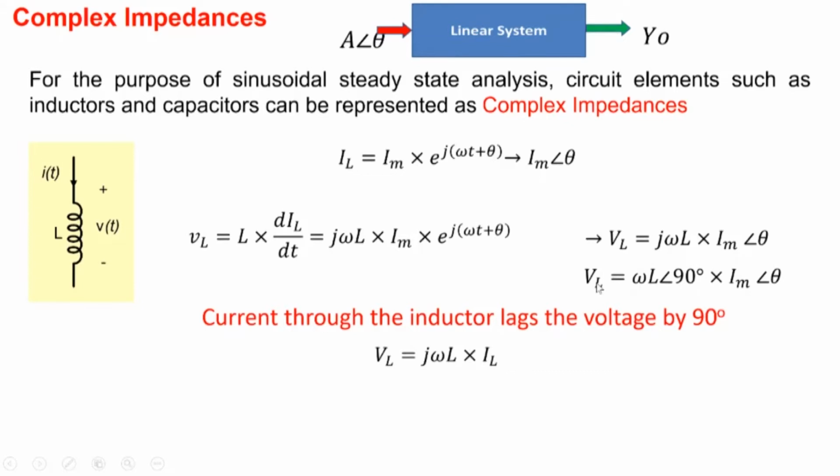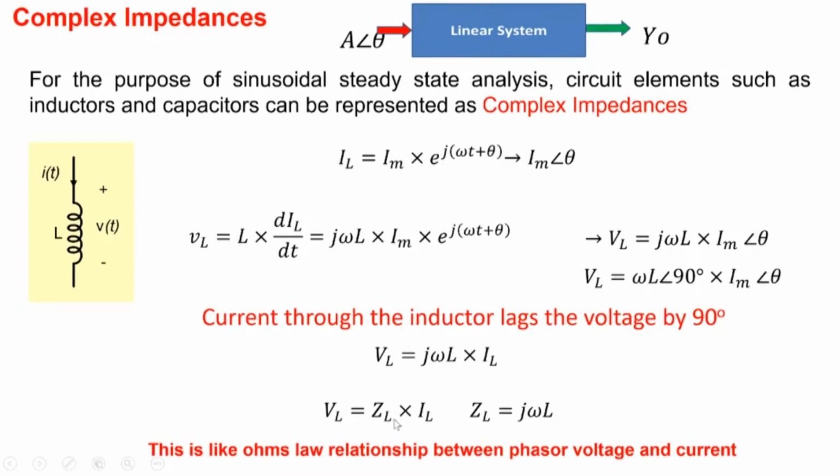So we can write this expression as VL equal to j omega L multiplied by the phasor current. Note Im angle theta is nothing but the phasor current, and this is VL. So we have obtained for an inductor the relationship between the phasor voltage across it and the phasor current flowing through it. We can write it as VL equal to ZL times IL, where ZL is what we call the impedance of the inductor, which is equal to j omega L.